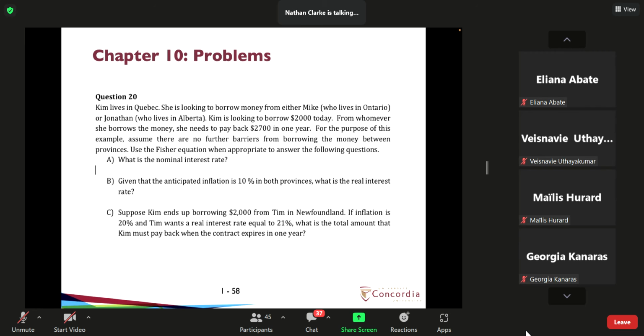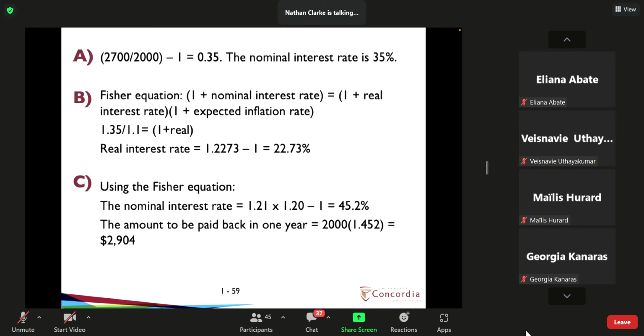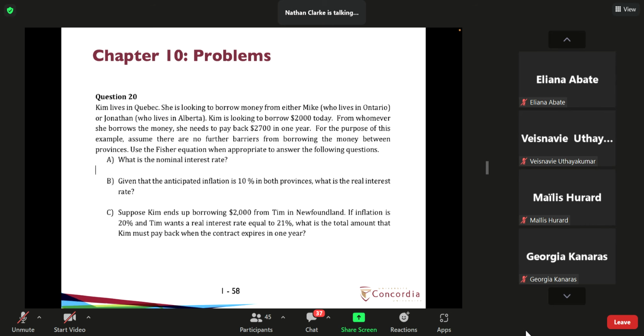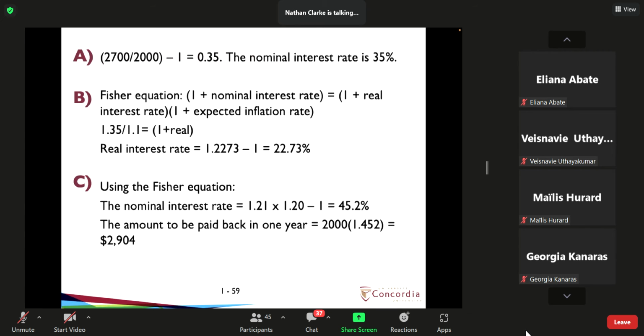Then the Fisher equation, it's always the same format. 1 plus nominal equals 1 plus real times 1 plus inflation rate. We already have the nominal from part A, and we already have the inflation rate, because in the problem it tells us that the anticipated inflation is 10%. Now we just need to solve for the real rate. If we do that, it'll tell us that the real rate is about 22.73%.